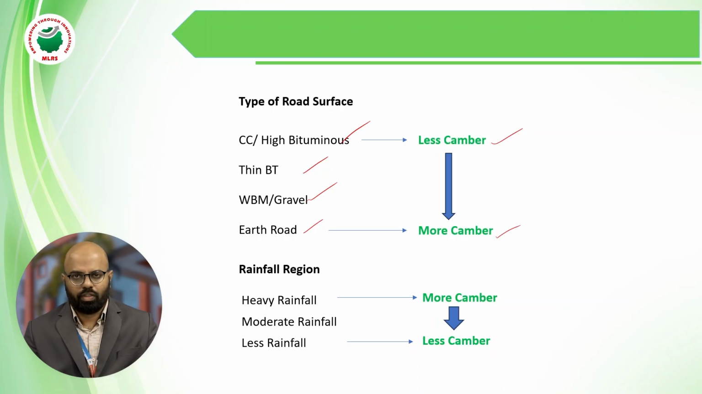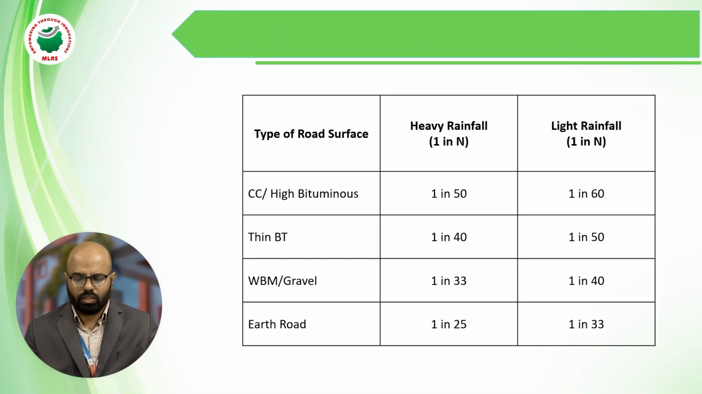Similarly, for the rainfall region, for heavy rainfall we need more camber, whereas less rainfall regions require less camber, as the amount of water to be drained will be minimum there, so less camber will be enough. This is the cross slope provided for the types of road surface with the rainfalls. For cement concrete or high bituminous, if you observe, it is 1 in 50 for heavy rainfall regions, whereas in light rainfall regions it is 1 in 60.